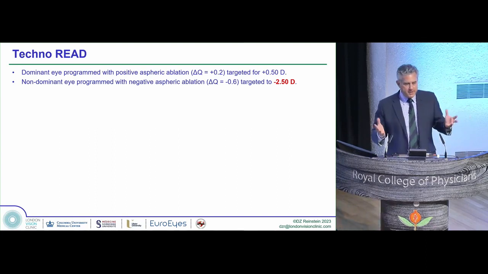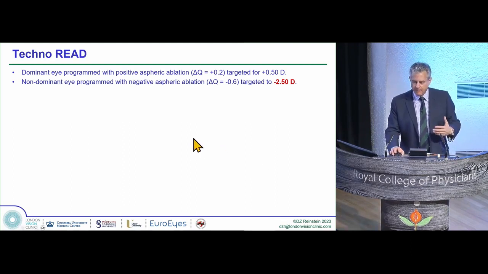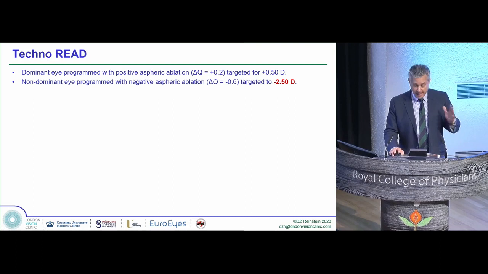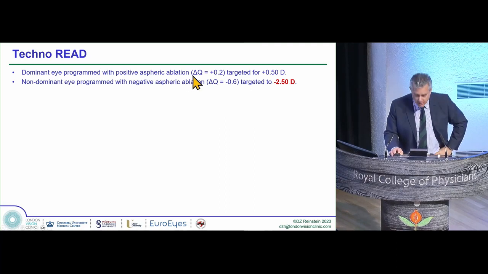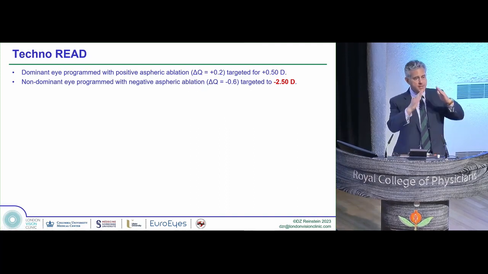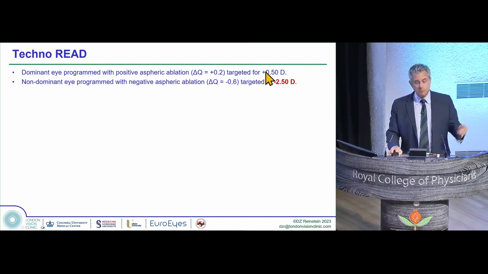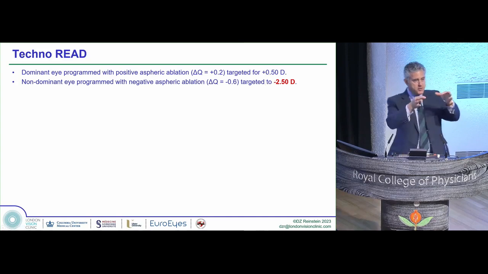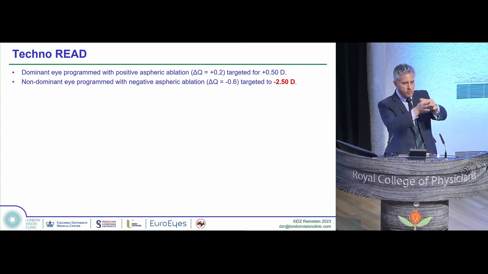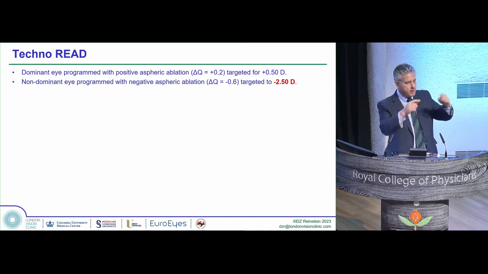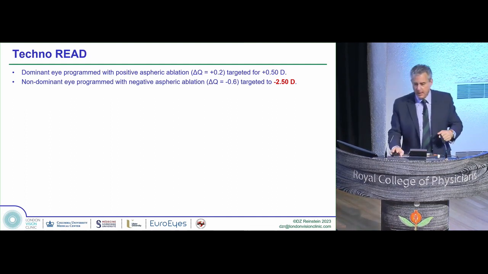Some of you may be aware that Wavelight are now starting to market this thing called READ, which was developed by Gatinel, who is actually a ray tracing genius, way above my pay grade to understand what he does mathematically. But the way they do this is the dominant eye is programmed for a positive Q, right? And positive Q means flatter in the center than the periphery. And they target +150. So +150 in the center when the pupil is small, and as the pupil gets bigger, it goes to plano, okay?